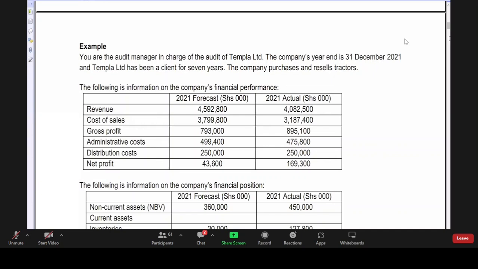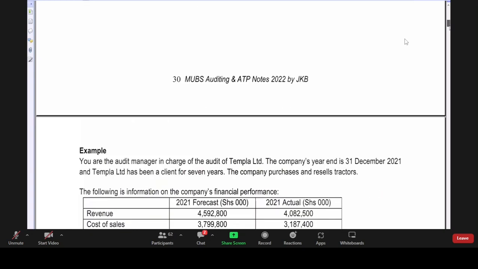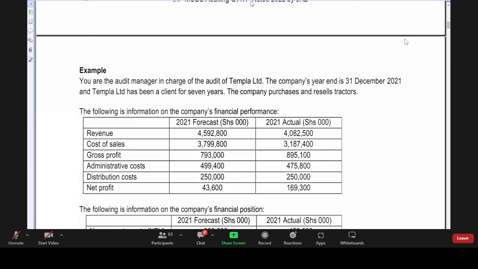You are an audit manager in charge of the audit of Templar Limited. The company's year end is 31st December. It is always very important to note the year end of the company you're auditing, because then it defines the timelines. You must be very careful with the timelines. As you're noting the year end, you also note when the audit committee of the board sits, and when the main board sits, and when the annual general meeting is.